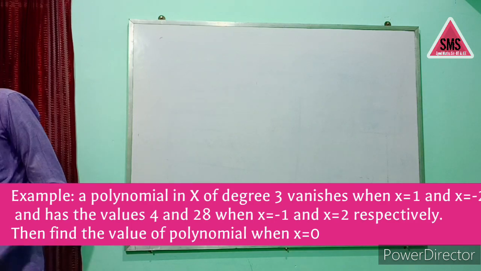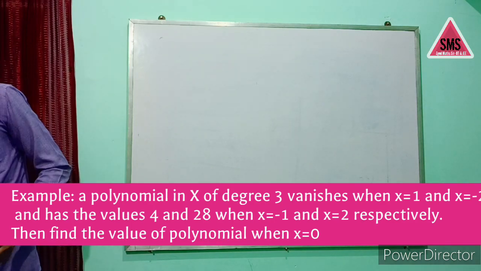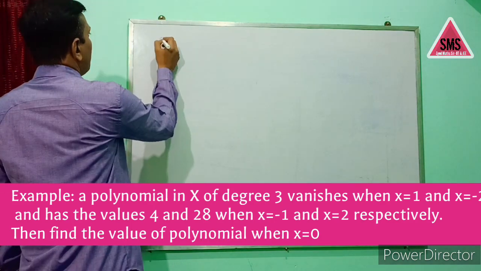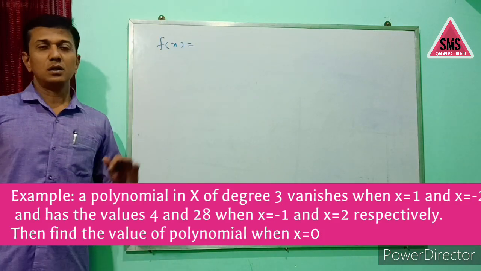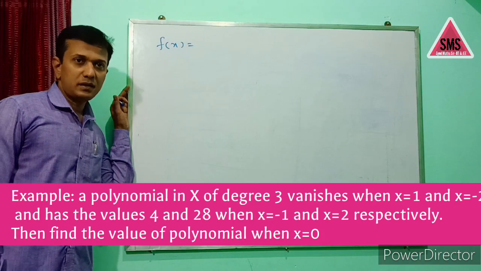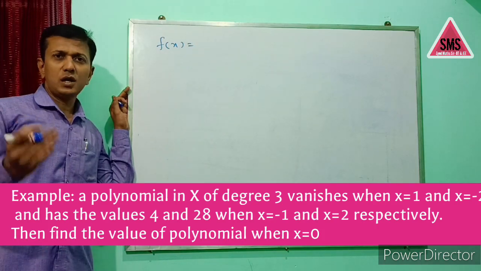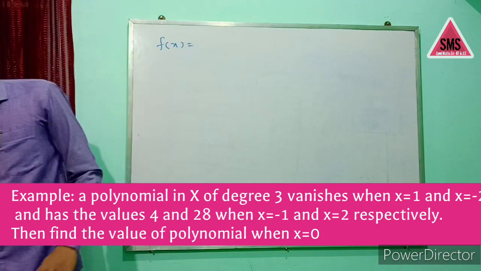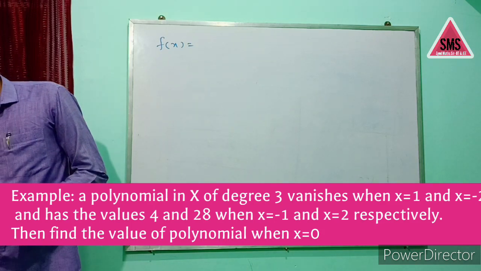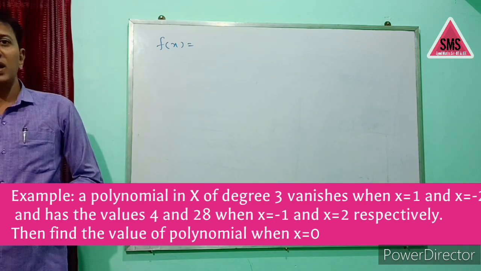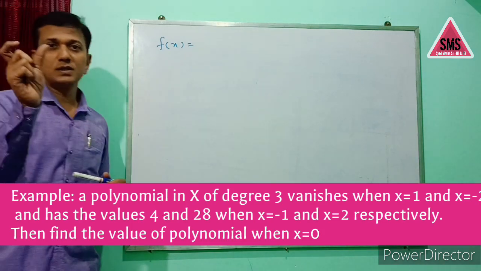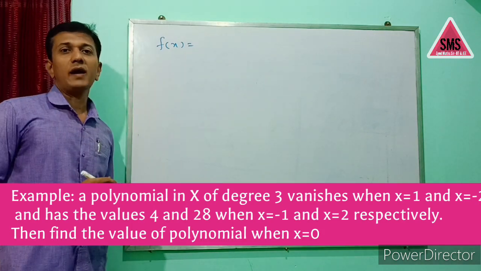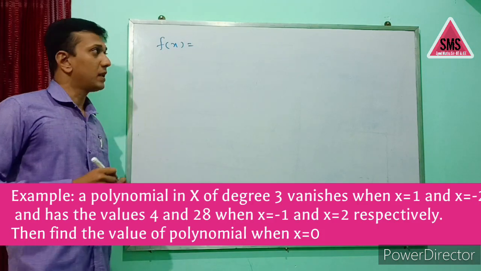So what type of polynomial here? Degree 3 polynomial. So if a degree 3 polynomial is given, the highest degree will be 3, so 3 roots will be there. Among those, two roots they have given: x equals 1 and x equals minus 2 are the roots. How can we say that they are roots? He has used the word vanishes. Vanishes in the sense it becomes 0.